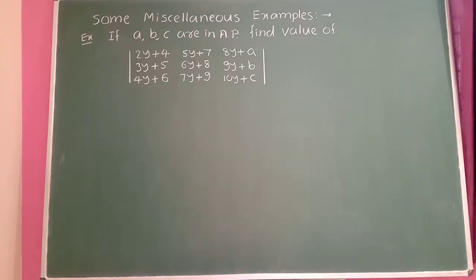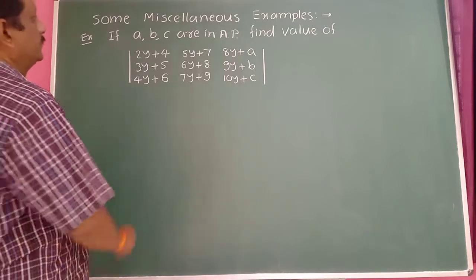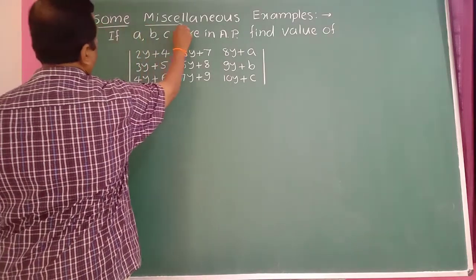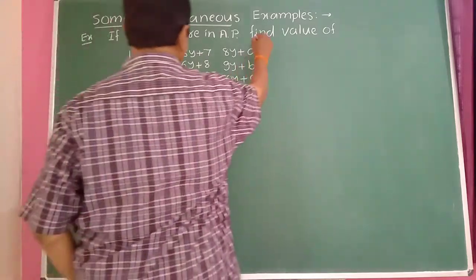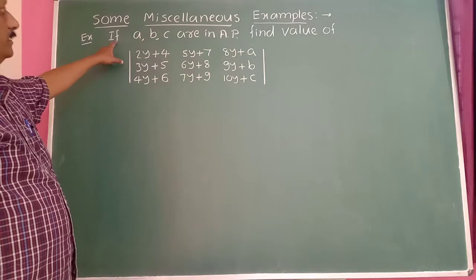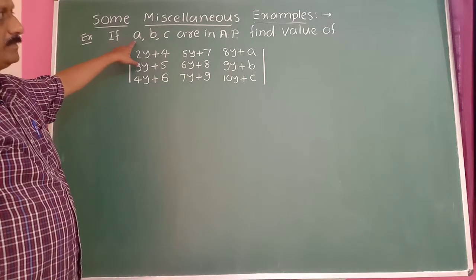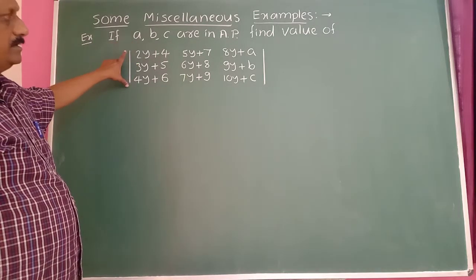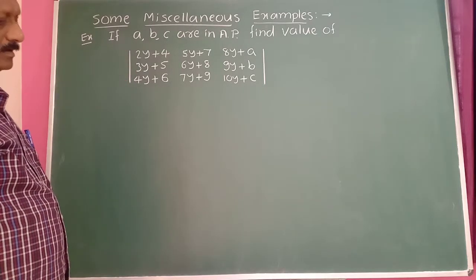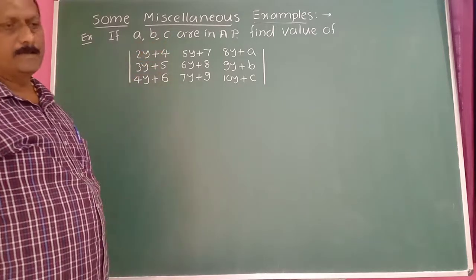Here I am explaining some miscellaneous examples. In the first example, if A, B, C are in AP, find the value of this determinant. Here A, B, C are in AP.